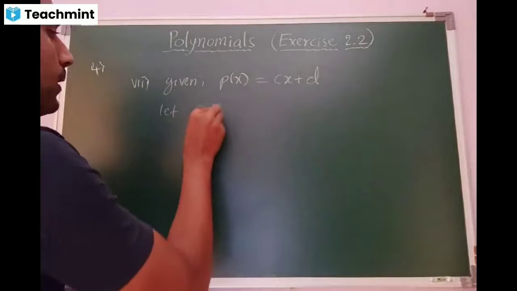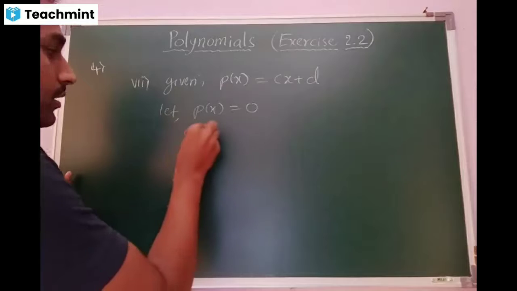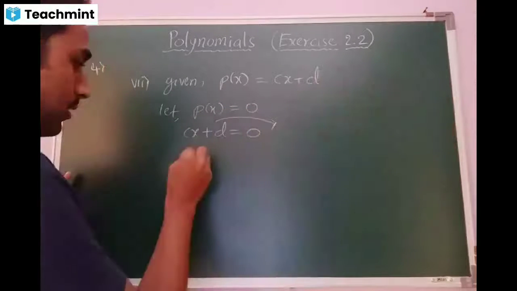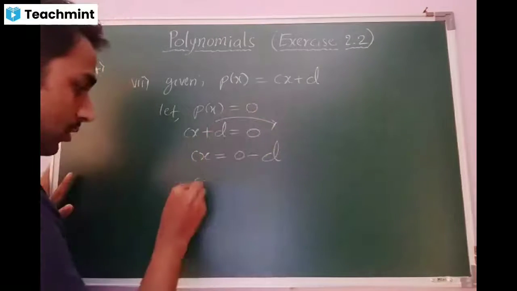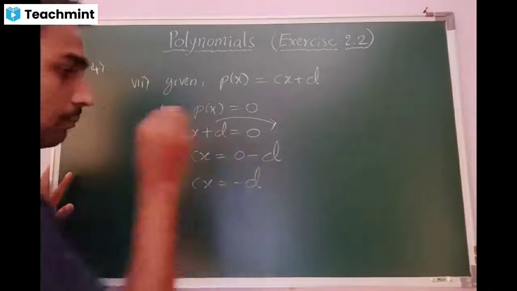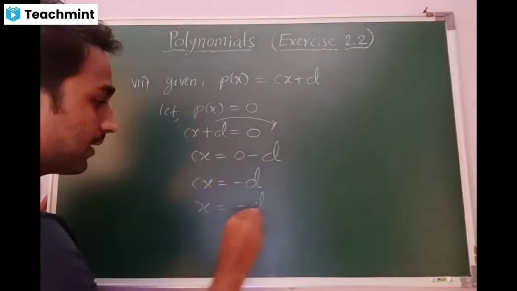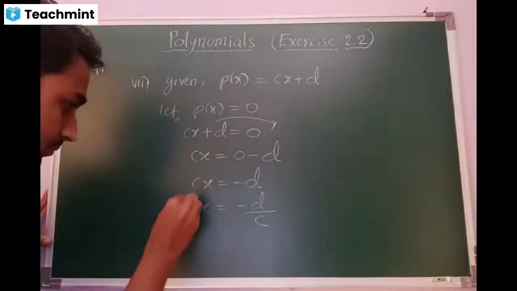Procedure remains the same. Let P of x is equal to 0. This implies c into x plus d is equal to 0. Bring d to the right side. c x is equal to 0 minus d. So c x is equal to minus d. Finally, x is equal to minus d by c. Am I right, beta?